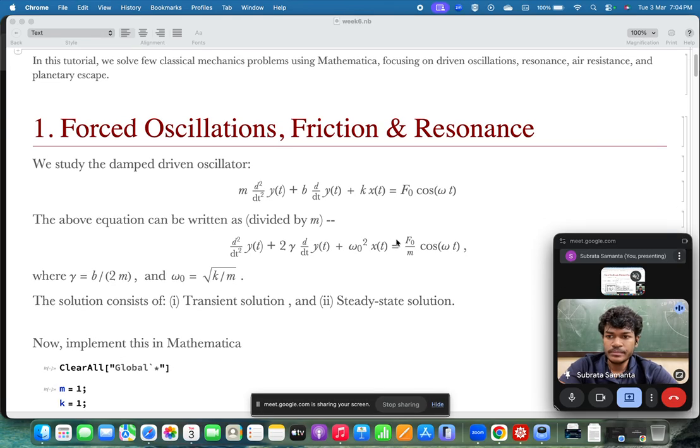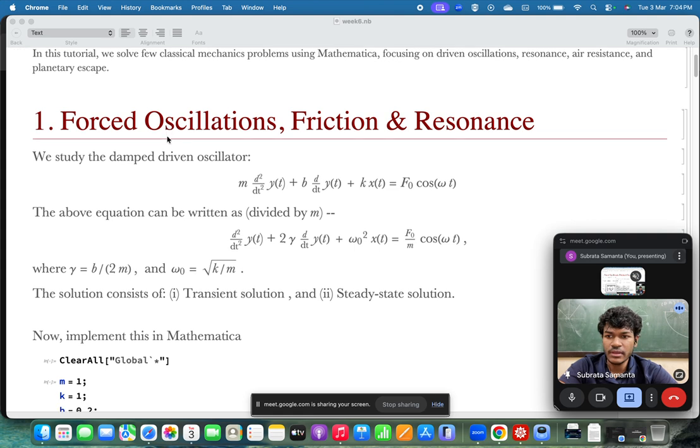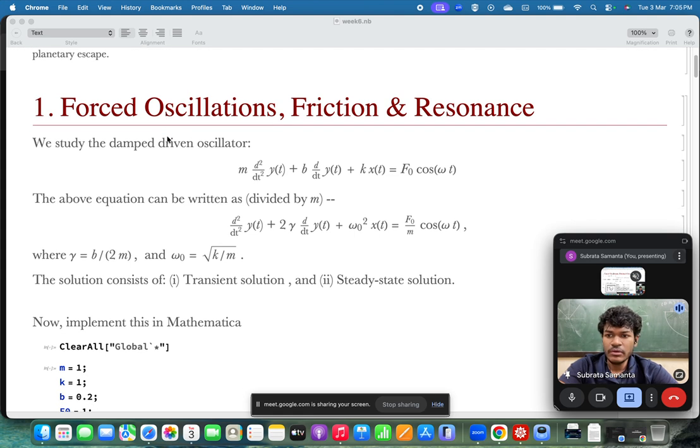So let's first discuss the forced oscillations, friction and resonances. Basically we study the damped driven oscillator. The equation is a second order equation, where you see m d2y/dt2 plus some friction terms, right. So b dy/dt, a linear first order derivative term, plus k y(t), right.